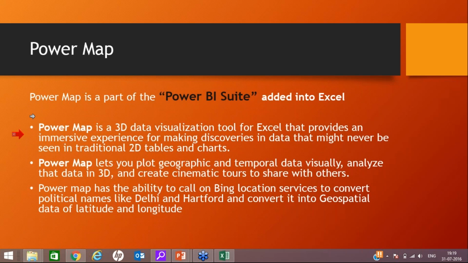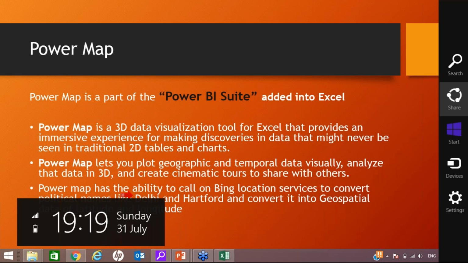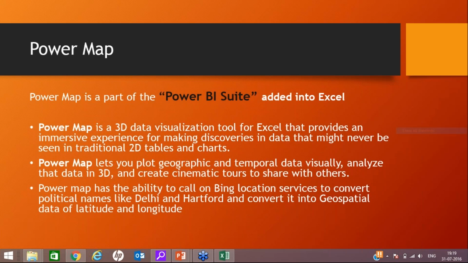And the way Power Maps looks at those cities that you talk about and converts them to a map is that it calls upon the Bing server. Microsoft has a Bing search engine, and it also has a Bing server that Power Maps calls upon. When you write a name like Delhi or Hartford in an Excel sheet, that needs to be converted to latitude and longitude. Power Maps does that by calling upon the Bing server, getting the coordinates, and then plotting or rendering them on the screen.